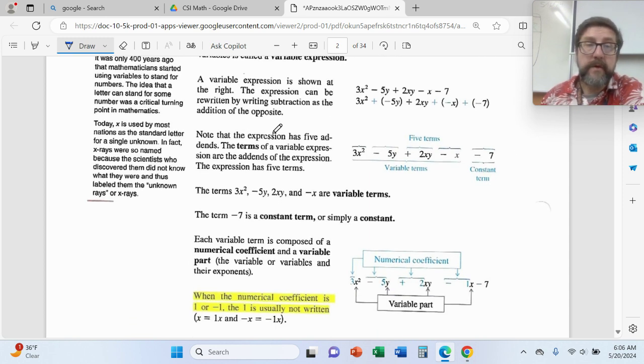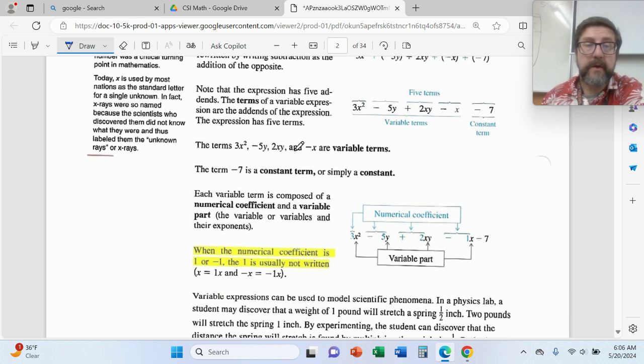So, note that the expression has 5 addends. The terms of a variable expression are the addends of the expression. The expression has 5 terms. So it's got 1, 2, 3, 4, 5 with that one.